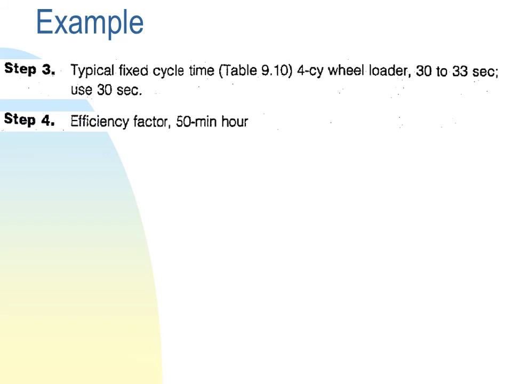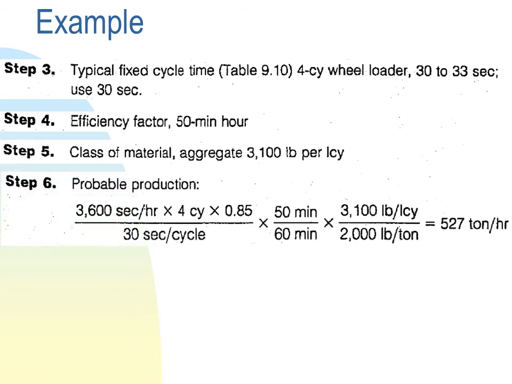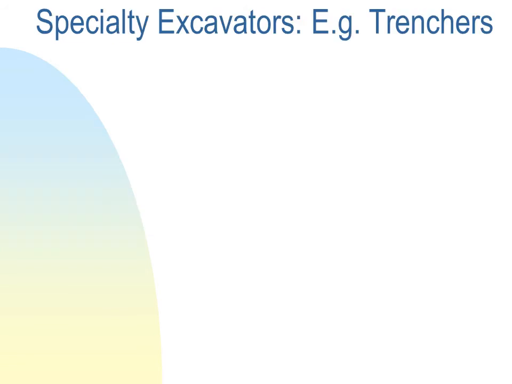So the efficiency factor is 50 minute-hour. The class of material, the aggregate, is 3100 pounds per LCY. So now we'll apply the numbers: 3600 seconds per hour times 4 times 0.85 times 50 over 60 divided by 30 seconds cycle time, times 3100 pounds per LCY divided by 2000 pounds per ton, which is the conversion factor between the pound and ton, because we need the productivity in tons per hour. So this will give us 527 tons per hour.